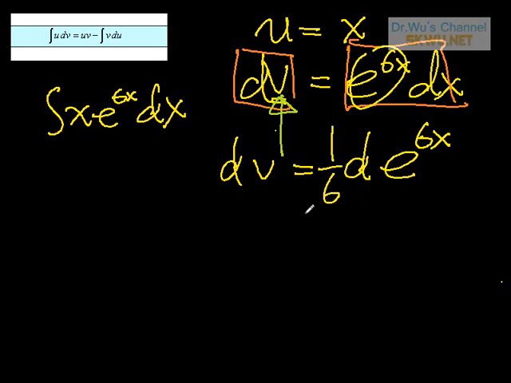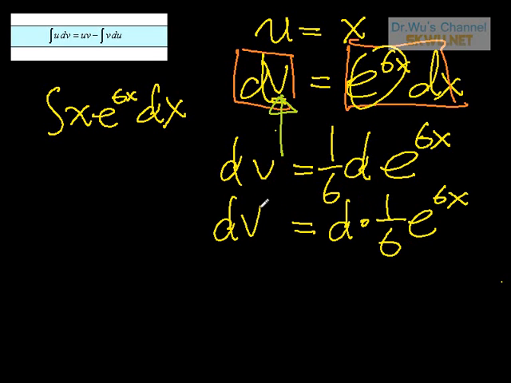So it is also equal to d times 1 over 6 e to the power 6x. dv is still equal to this. So if you ask me again, what is v? v is basically this part. So we know u is equal to x, and v is equal to 1 over 6 times e to the power 6x.